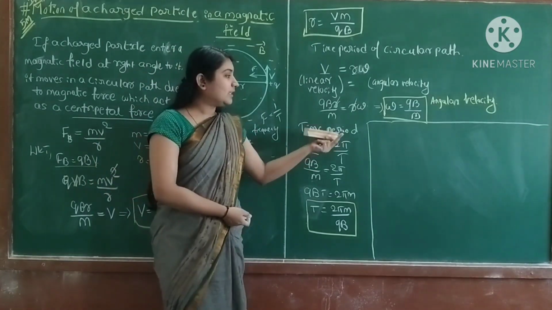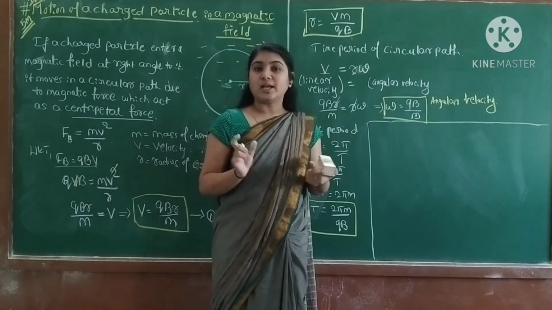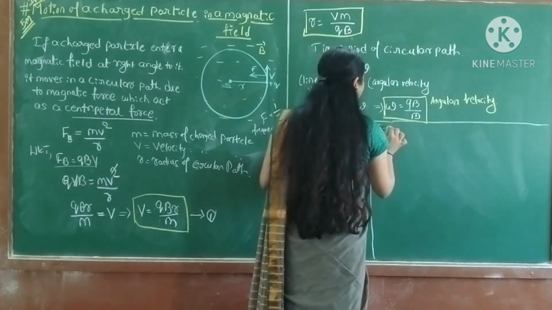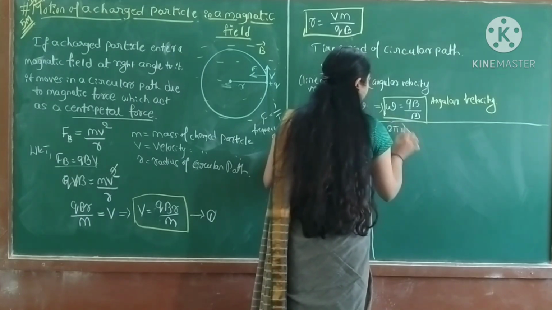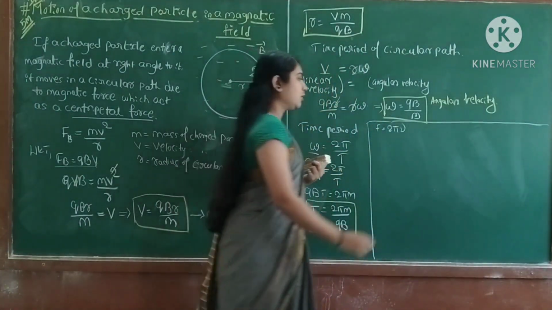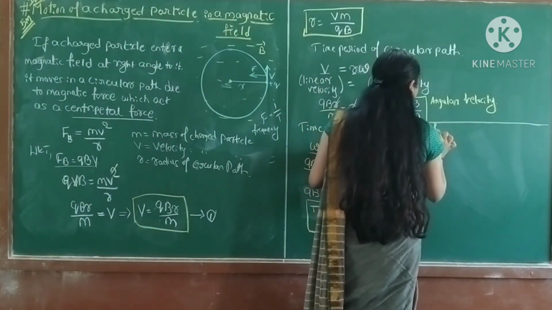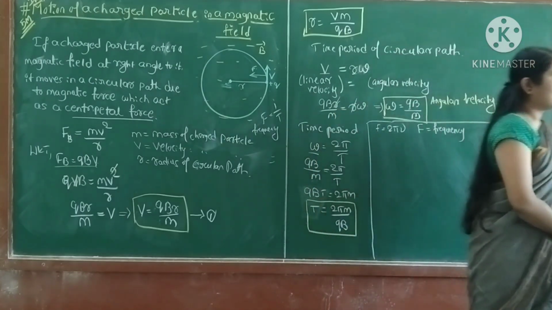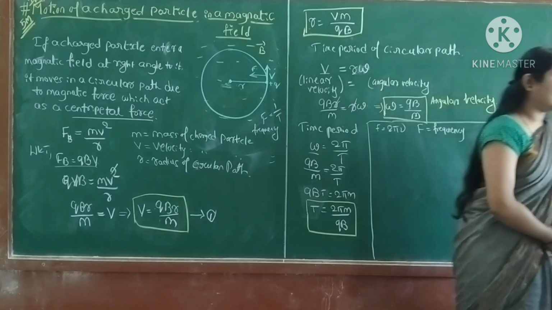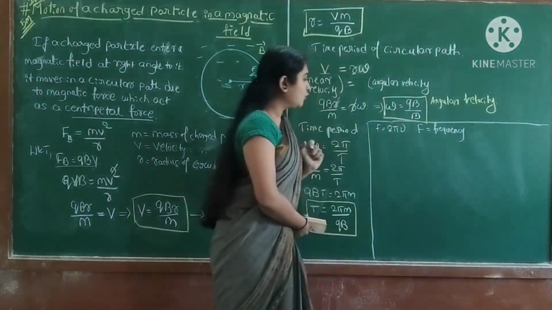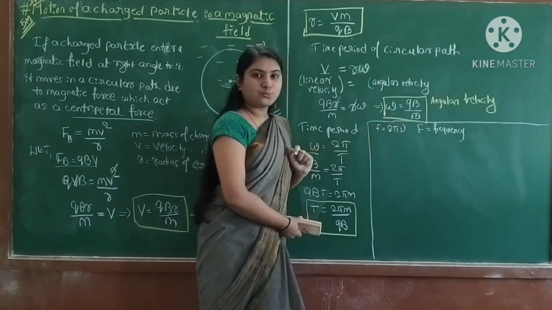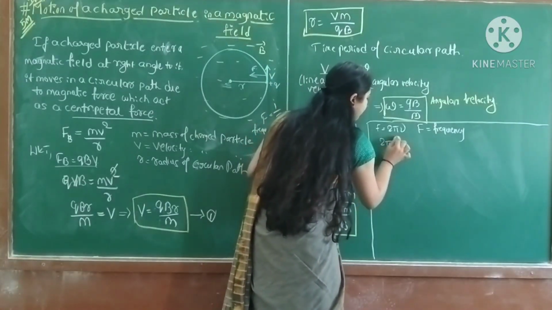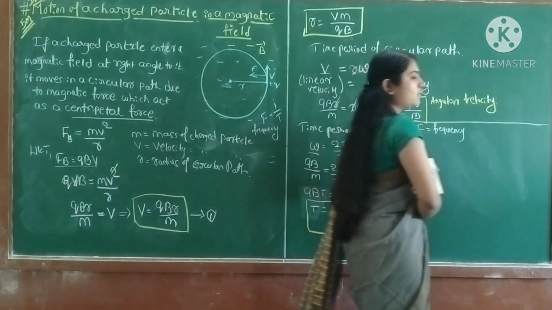So now we calculate how many rotations happen in 1 second. So frequency is equal to 1 by T. Yes. So here F is nothing but the frequency. So F is equal to 1 by T, and 1 by T is equal to what will we get?